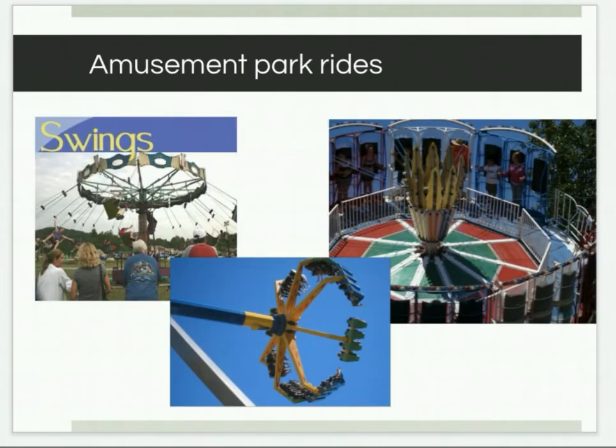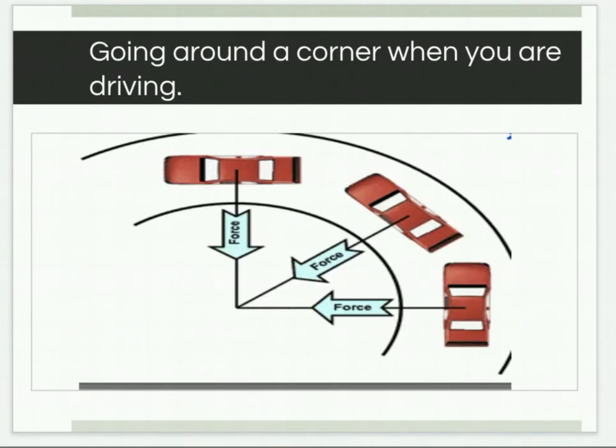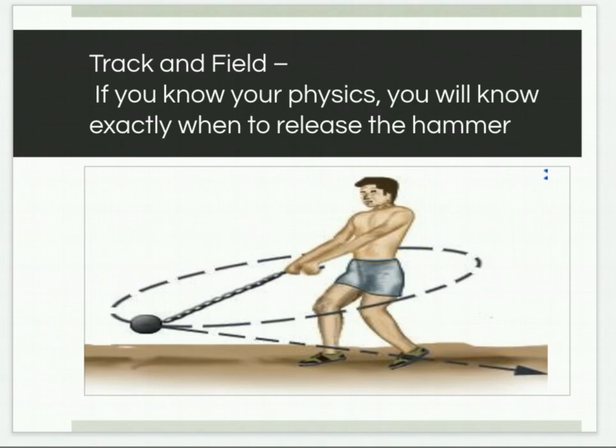All these amusement park ride pictures that are in this slideshow, a lot of these have to do with centripetal force. Going around a corner when you're driving, you can feel the effects of inertia. If you're in the passenger seat of a car and someone's driving around a curve really fast, your body kind of moves towards one direction or the other depending on which way around the curve you're going. That's inertia. Track and field, the hammer throw, other examples.